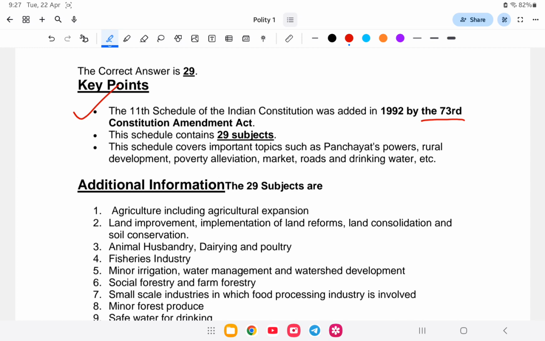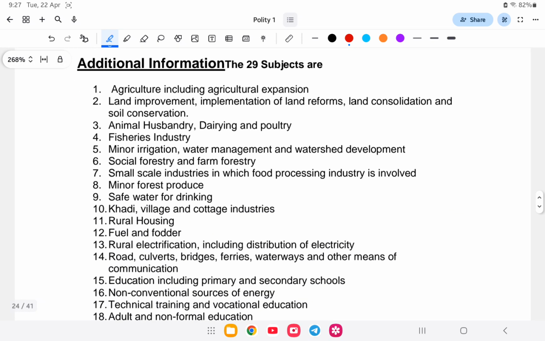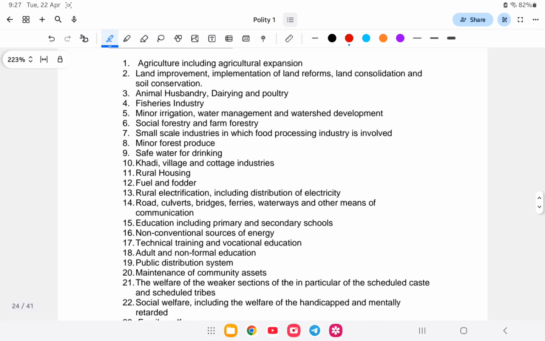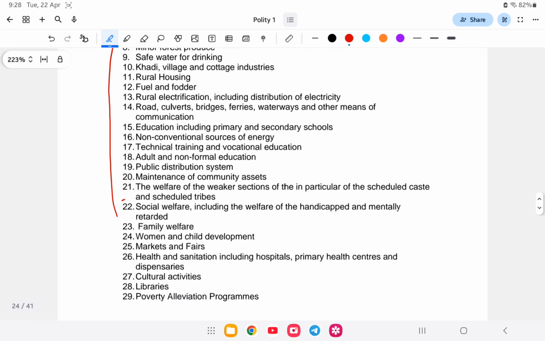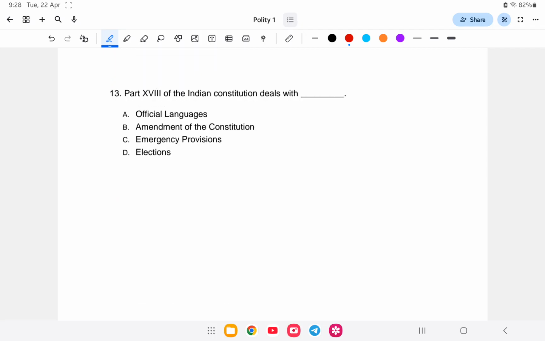These are the items: agriculture, land improvement, animal husbandry, fisheries, minor irrigation, social forestry, small scale industries. They are included under the 11th Schedule of the Indian Constitution. Let us go to the next question.